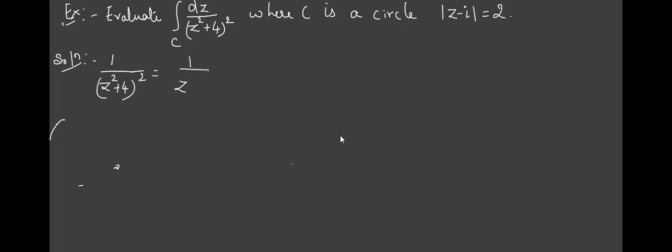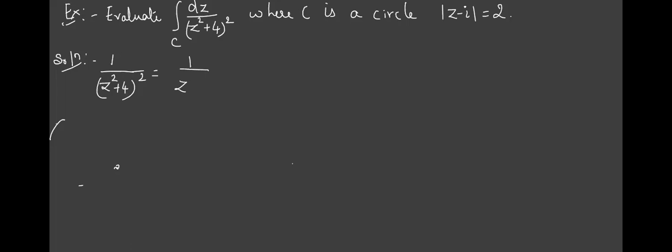Okay, so evaluate the integral of dz upon (z square plus 4) the whole square over C, where C is the circle modulus of z minus i equal to 2. Now here, if you take the numerator, no doubt it is 1 only, divided by the whole denominator.